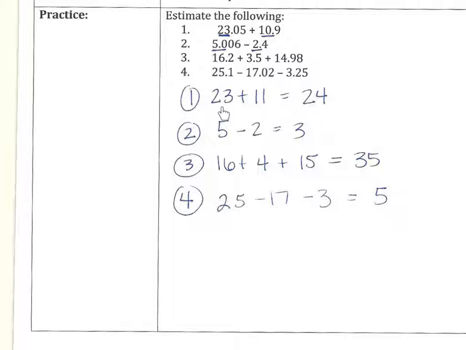For number 1, 23 plus 11 is about 24. Number 2, 5 minus 2 is 3. Number 3, you have 16 plus 4 plus 15, which is 35. And number 4, you have 25 minus 17 minus 3, which is 5.